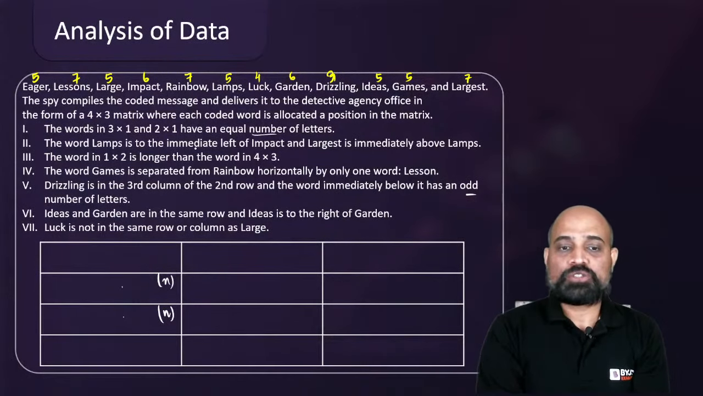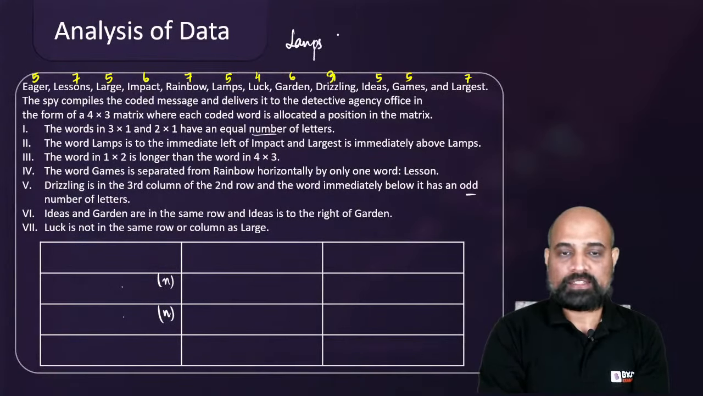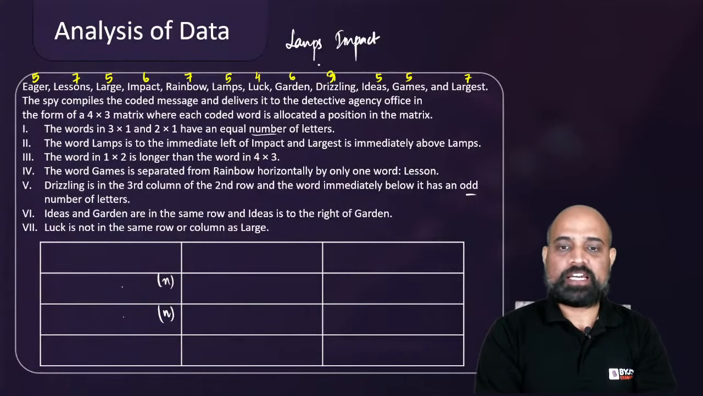The word lamps is to the immediate left of impact. So if I talk about lamps and impact, we have lamps and then we have impact, and large is immediately above lamps.